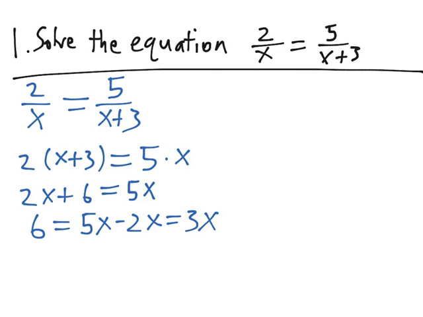Finally, dividing both sides of this equation by 3, we get 6 over 3 is equal to x, and 6 over 3 equals 2, so x equals 2. Just one last thing, we need to make sure x is not an extraneous solution. So if we plug 2 in for x in our equation, on the denominators we'll have 2, and 2 plus 3 is 5. Neither of these are 0, so we're okay.